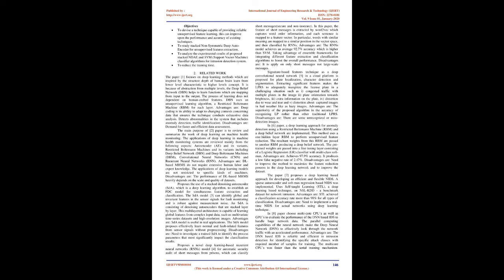Paper 4 proposes a novel deep learning-based recurrent neural networks, RNNs, model for automatic security audit of short messages from prisons, which can classify short messages as secure and non-secure. In this paper, the feature of short messages is extracted by Word2Vec, which captures word order information, and each sentence is mapped to a feature vector. In particular, words with similar meaning are mapped to a similar position in the vector space, and then classified by RNNs. Advantages are: the RNNs model achieves an average 92.7% accuracy, which is higher than SVM.